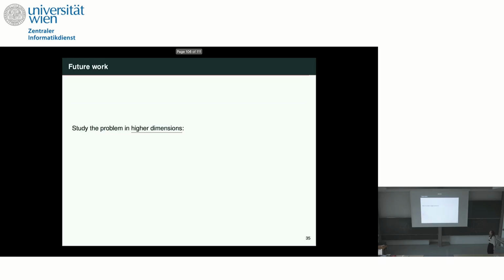Okay, so future work, to wrap up. Like I said at the beginning, there's not much done in higher dimensions. All of this was one-dimensional, and really, we used strongly this property here. If you work in higher dimensions, you cannot use this. So it would be very interesting to study the problem in higher dimensions.